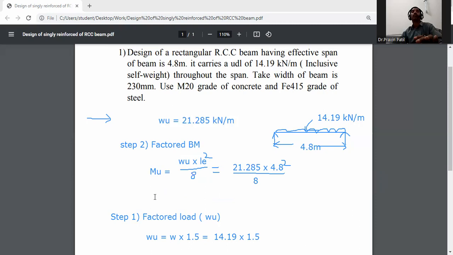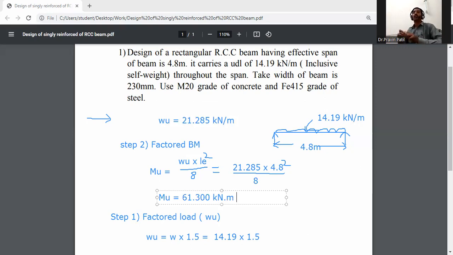Just write down Mu is equal to 21.285 into 4.8 square divided by 8, which is 61.300 kilonewton meter. Okay. I will note down this. Mu is equal to 61.300 kilonewton meter.